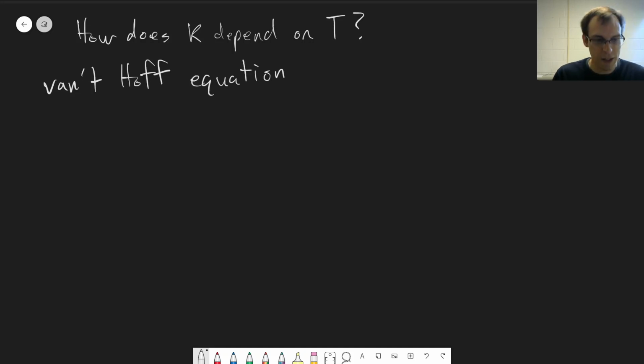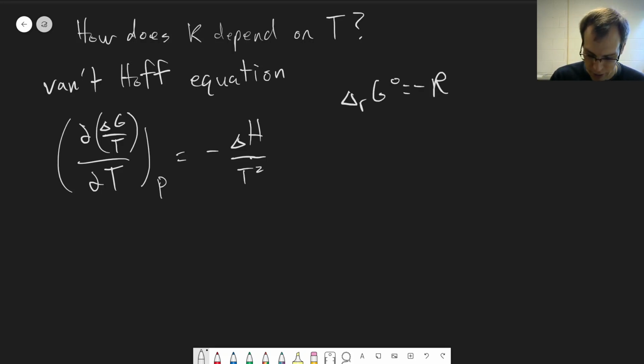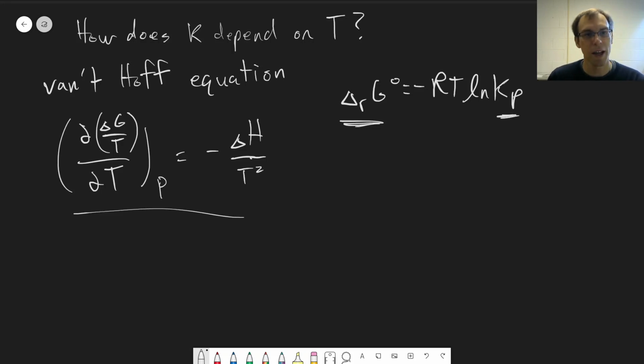But really this all comes from the Gibbs-Helmholtz equation, because if you remember, d(ΔG/T)/dT at constant pressure is equal to minus ΔH over T squared. Hopefully it looks familiar. Because the equilibrium constant depends on ΔG, ΔG naught is equal to minus RT natural log of Kp. If we know how ΔG changes with temperature, which is the Gibbs-Helmholtz equation, then that tells us how Kp depends on temperature. But now let's get the actual specific relationship here.